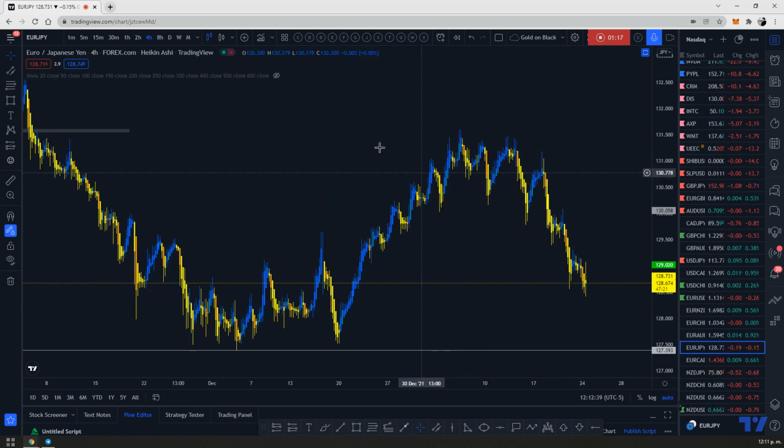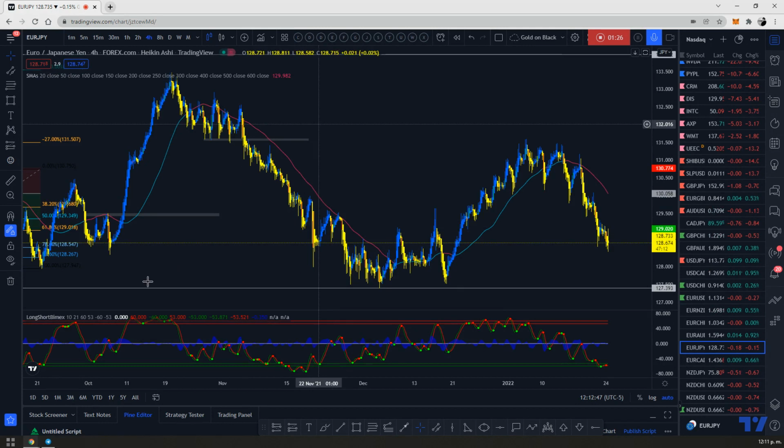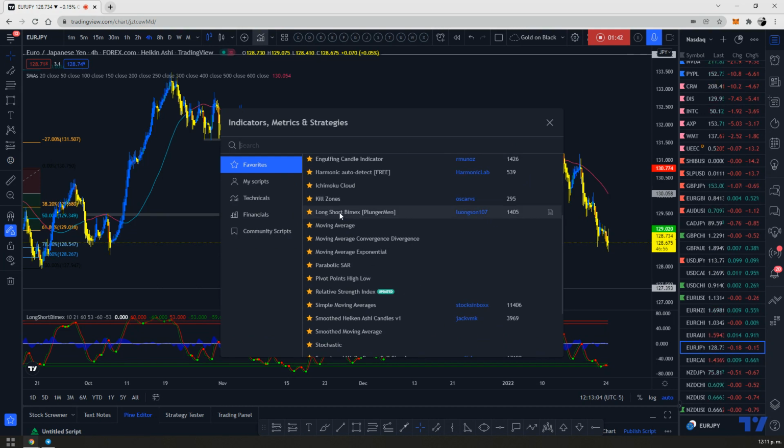For that, we're going to be using this indicator, the 50 simple moving average. And we're going to be using the Long Short Buy Mix. This indicator right here is basically going to give us the confirmation for us to get in. You can find it here, this is the creator of the indicator, so you can add it as your favorite there.